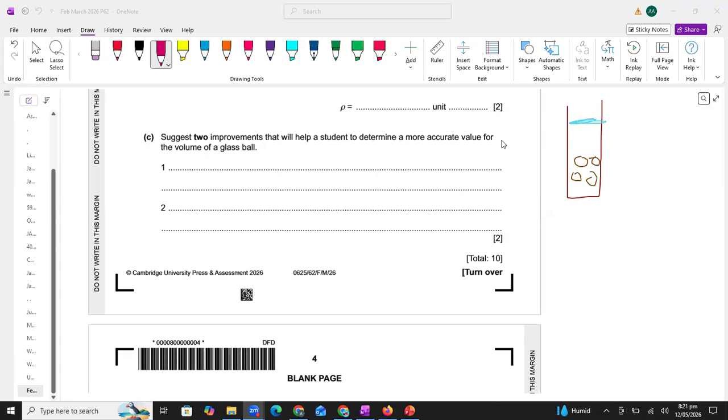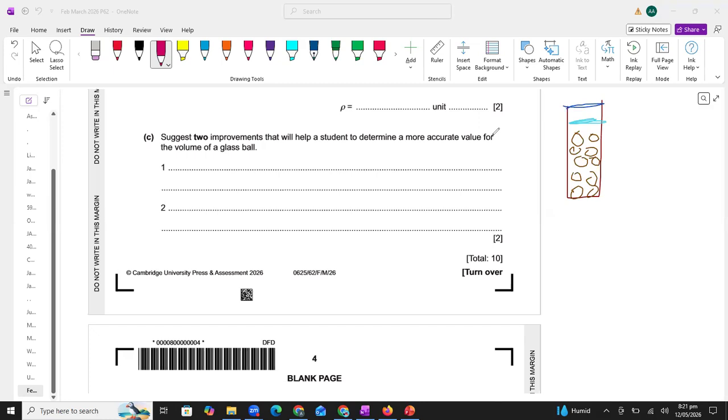So how can we make the reading more accurate? What I will do, students, is put more glass balls in this measuring cylinder. I am putting more glass balls in this measuring cylinder and the water volume will rise. The total water volume level will rise up.